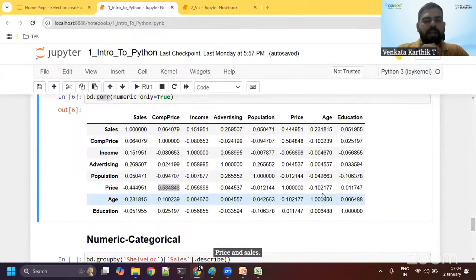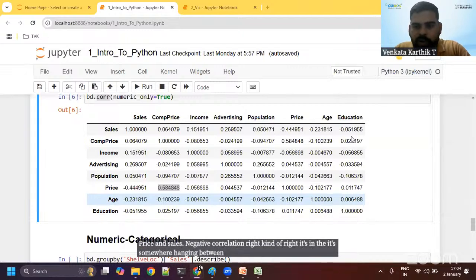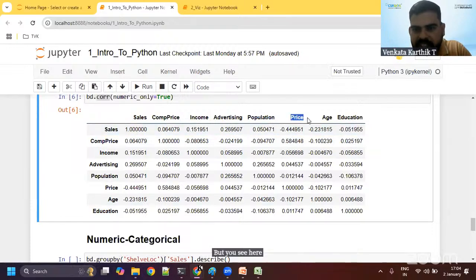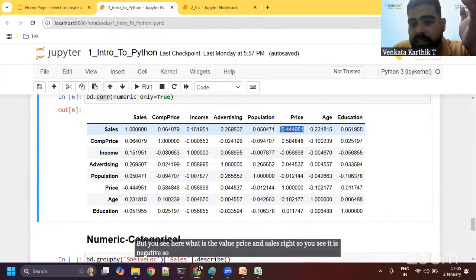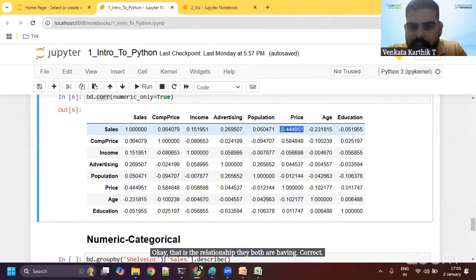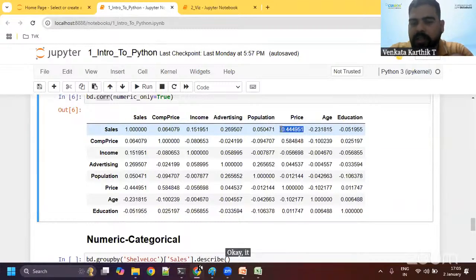Negative correlation, right? Kind of, it's somewhere hanging between the moderate and low, right? It's actually kind of weak only, weak correlation we can say, or low correlation we can say. But you see here, what is the value? Price and sales, right? So you see it is negative. So what we can understand is, as your price is increasing, your sales will go down. If you decrease your price, your sales will go up. Okay, that is the relationship they both are having. Correct. But the relationship doesn't seem to be very strong. It seems to be having some relation, but it's kind of weak, not very strong.